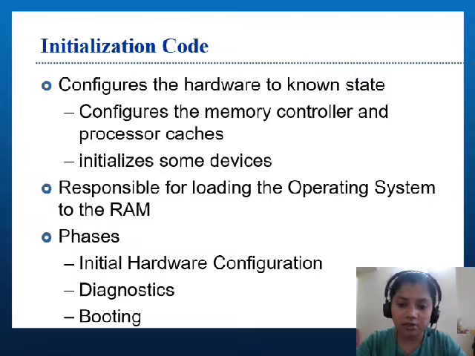Next is diagnostic code. As the name suggests, it means checking. So diagnostic code tests the system by checking if all the hardware components are in working condition. It is a program embedded in the initialization code. The primary purpose of diagnostic code is fault identification and isolation. Next, booting involves loading an operating system image to RAM. Once booted, the system hands over control to the operating system. This is how all the three phases work coordinatingly in initialization code.